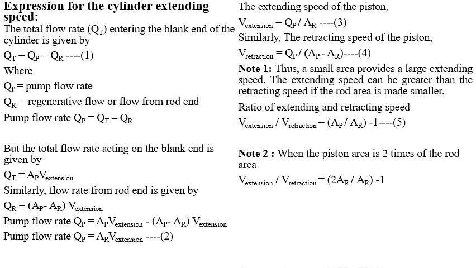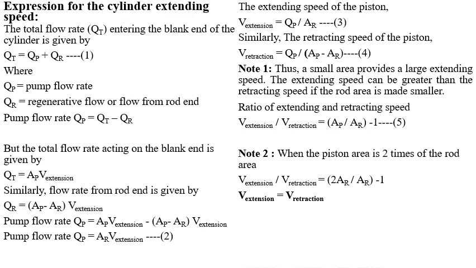So in that case, equation 5 becomes V extension divided by V retraction. Here, assume the piston area is 2 times the rod area. So substitute 2AR in place of AP: 2AR divided by AR, minus 1. So AR gets cancelled. Remaining is 2 minus 1, equal to 1. So cross multiply it, V extension equals V retraction.